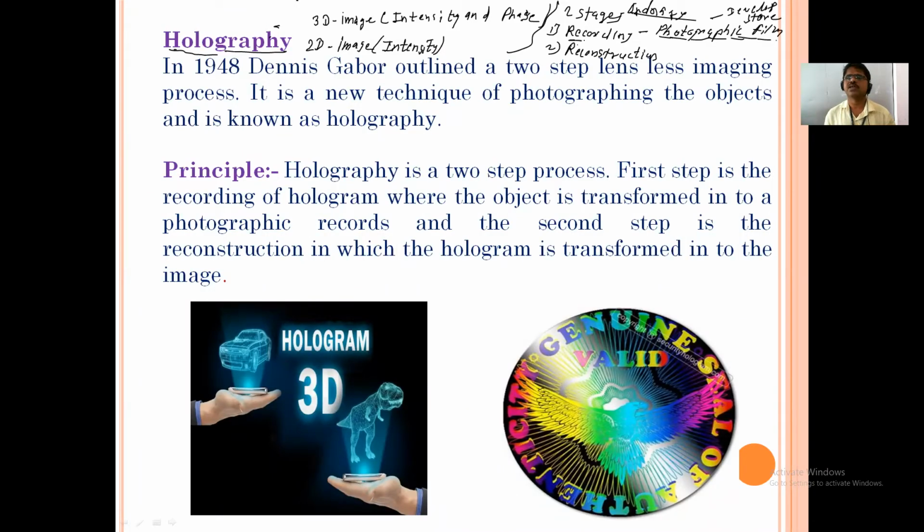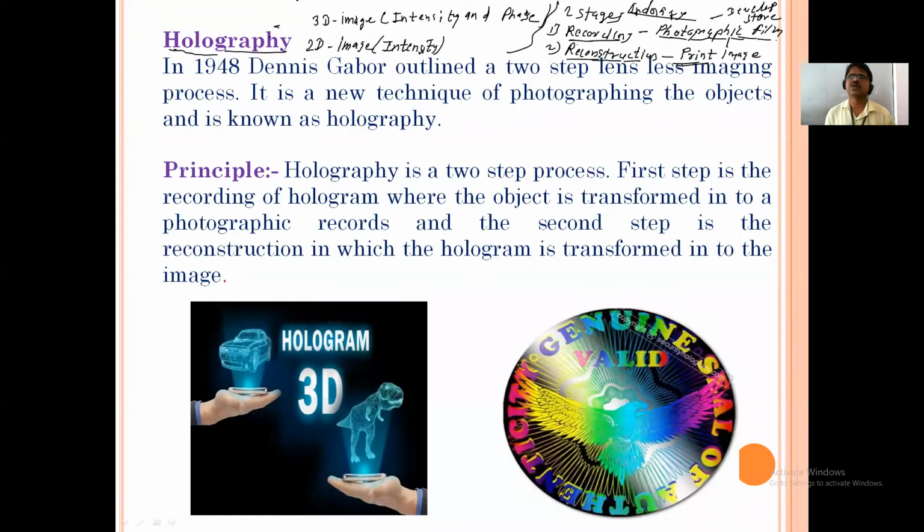Your image is recorded, and second stage is reconstruction. Whenever required, from this negative, from this photographic film, a print is taken. This print is taken. This second stage is the reconstruction of the image.